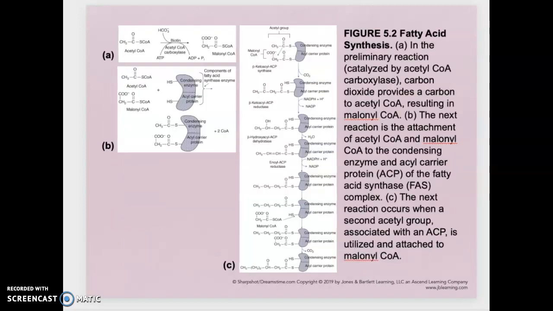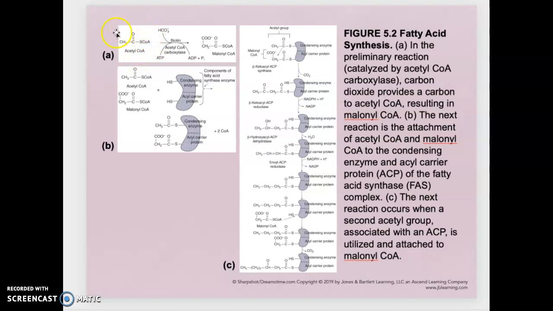There are some videos that I uploaded on Moodle from Khan Academy that are going to go into this in much more detail, and they do a very good job, so I like it. But just to start off here, we said that acetyl coenzyme A is the building block.